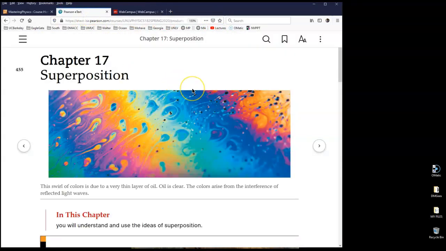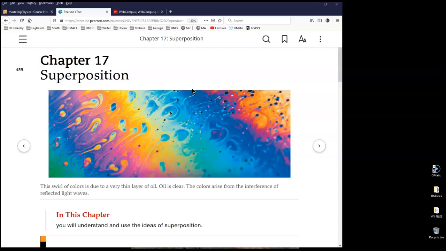Let me go to the book, go back to class. So in this chapter, we will be covering the subject of superposition. What is superposition? When you hear the word superposition, what comes to your mind is an algebraic sum.